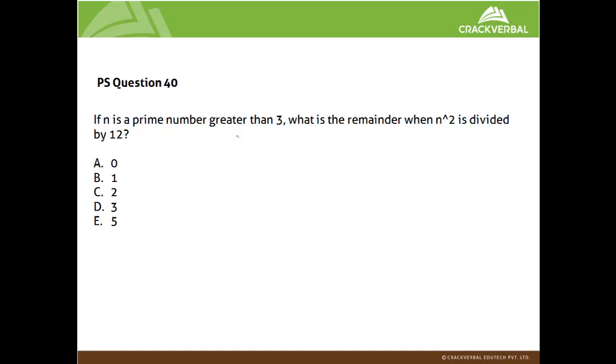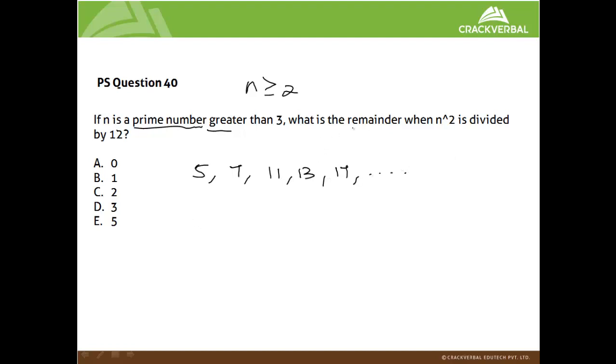So what is a prime number? Any number which is divisible by 1 and itself is called a prime number. A number which has two distinct factors, 1 and itself, is called a prime number. A prime number is always a natural number, it starts from 2, and 2 is the only even prime number. Now they have given us a condition here, n is a prime number greater than 3. So the prime numbers greater than 3 are 5, 7, 11, 13, 17, 19, and it keeps going on.